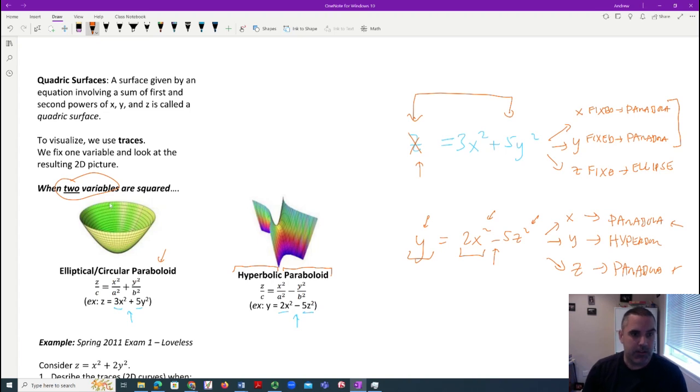If you look at this, from above it looks like a circle or an ellipse, and from the sides it looks like a parabola. That's what we're actually doing. This one looks like a parabola from this side. It also looks like a parabola from the left, and from above it looks like a hyperbola. That's the idea of traces.